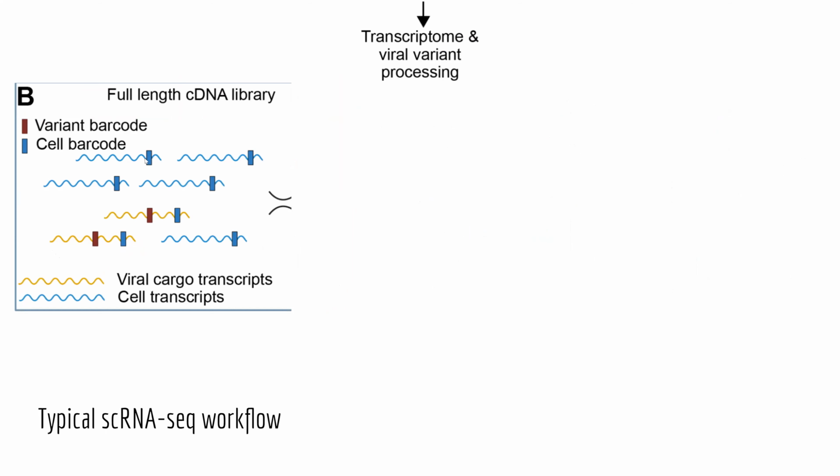And you can figure out which RNA came from which cell because a cell barcode was added during the droplet sequencing procedure. And what we also have is the viral cargo transcripts, which now have this barcode, or this distinguishing sequence, that tells you which variant each specific virus barcode is associated with. But here's where the first problem comes.